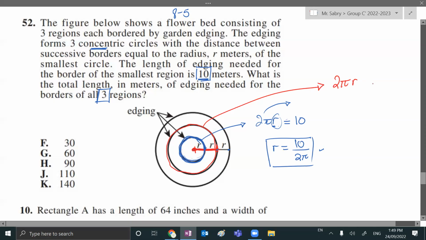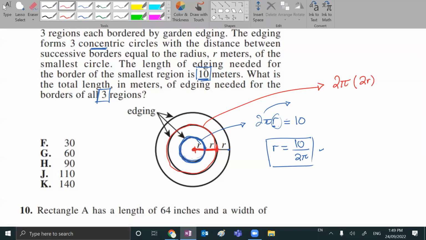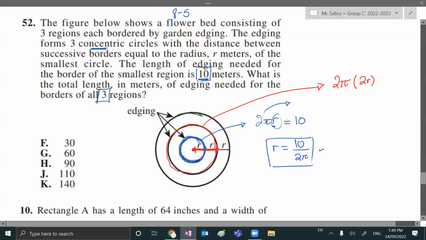So instead of r, actually I should put 2r as the radius. Then if I'm checking the biggest circle, the green one, its radius starts from here up until here. So this whole distance is how many r? It's 3r. So the circumference of it is 2 pi, and instead of r I'll put 3r.